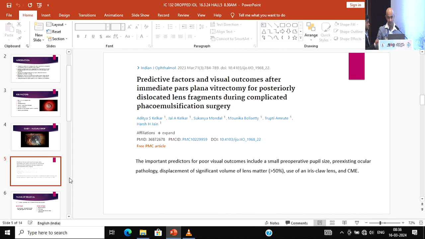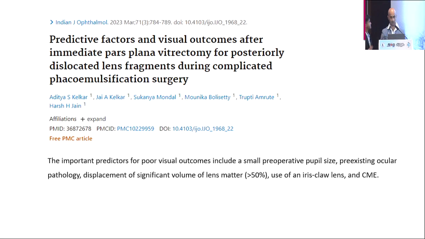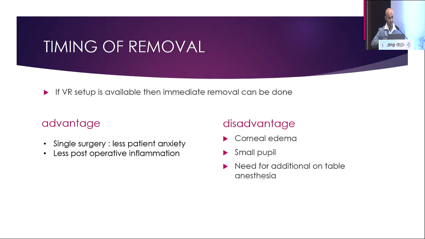We've also studied the predictive factors and outcomes following dislocated cataracts, and we have noticed that patients with small preoperative pupil size, pre-existing oculopathology, displacement of a significant lens matter, which is very important, more than 50% of the nucleus material in the vitreous cavity, pose certain risks of cystoid macular edema and retinal detachments in future, as do the patients who have to undergo iris claw IOL or have cystoid macular edema.